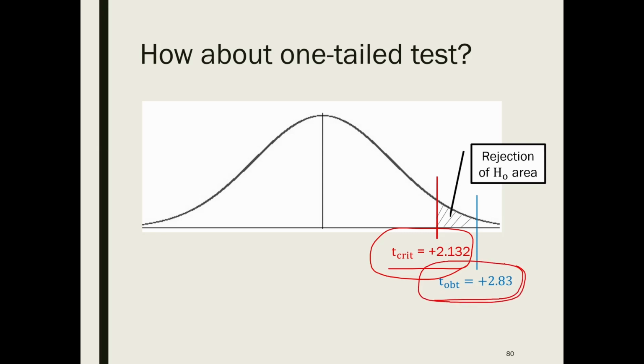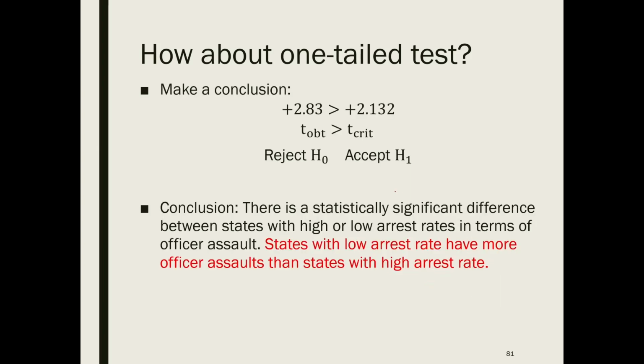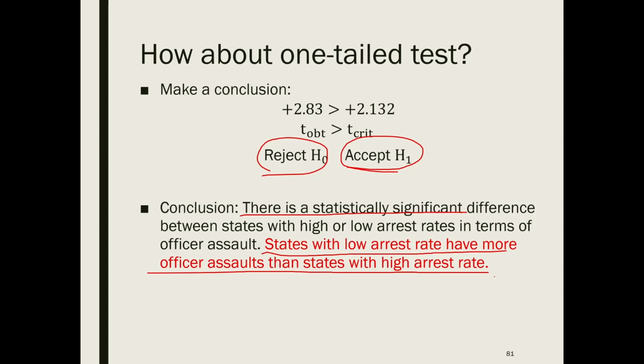The t obtained is not going to change. We calculated this whole thing. It is the positive 2.83, which is bigger than the critical value, even though only slightly. Since it's bigger, it goes to the right area, the rejection of the null hypothesis area. So what is our conclusion? It's simple. We reject the null hypothesis and accept the alternative hypothesis. Since we were using a one-directional test, there is a significant difference: states with a low arrest rate have more officer assaults than states with a high arrest rate.